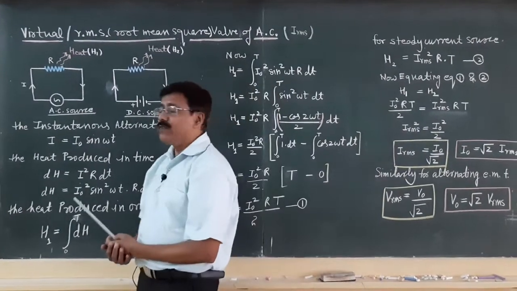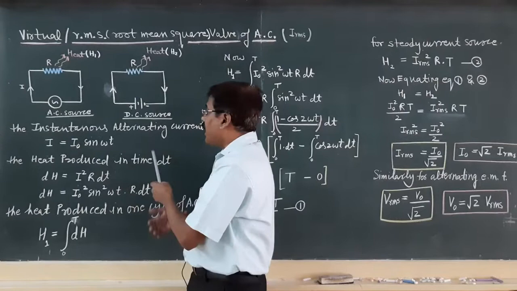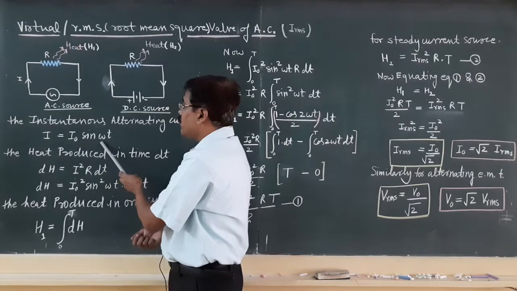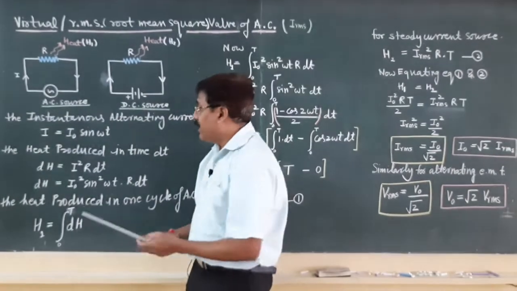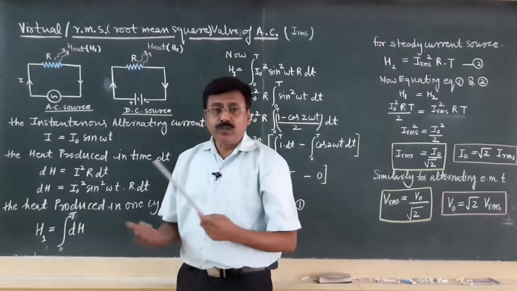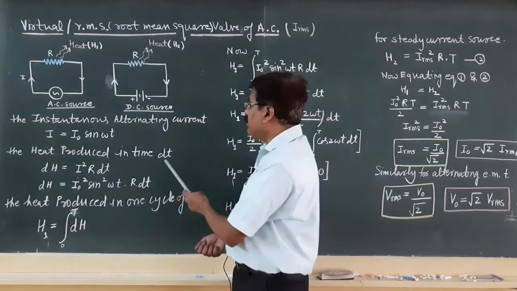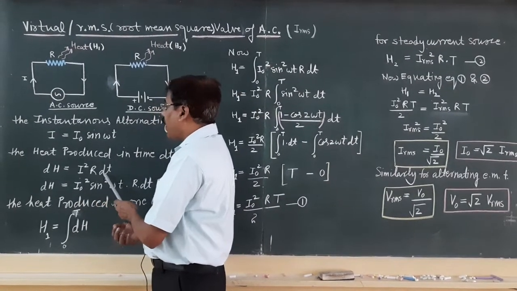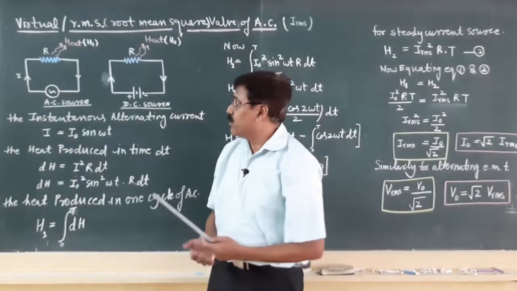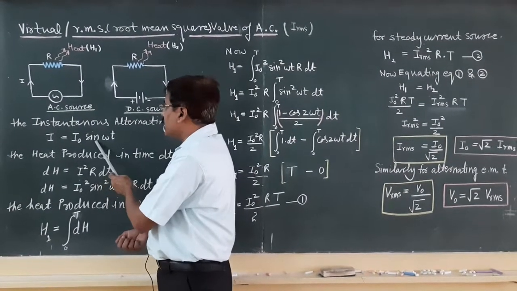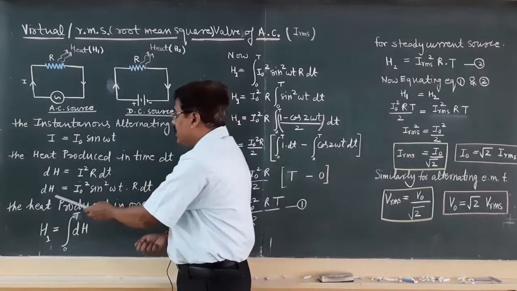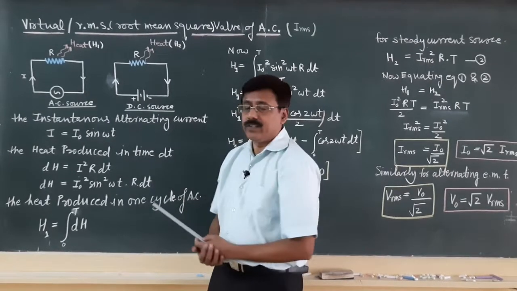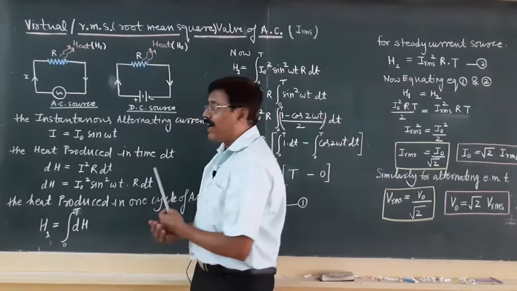For alternating current, we know that the instantaneous current at any time t is given by I equal to I0 sin omega t. Let dH be the amount of heat produced in a very small time dt. So this heat is given by dH equal to I square R dt. If you put the value of I, that is I0 sin omega t, we have dH equal to I0 square sin square omega t R dt. So this is the small heat in small time dt.